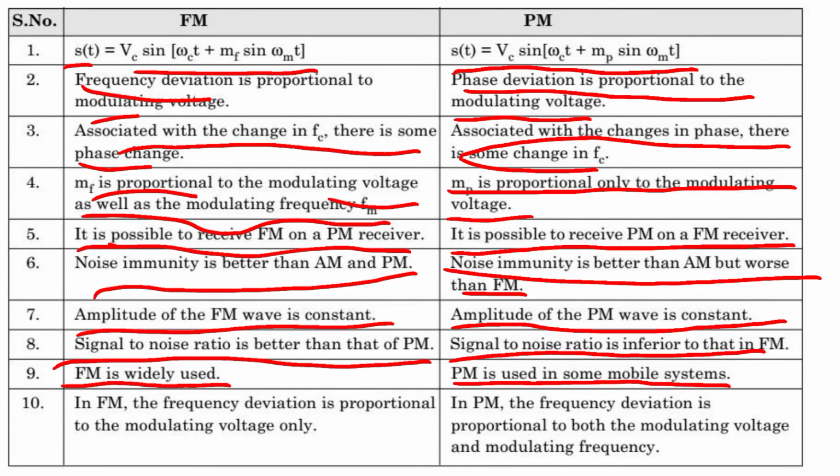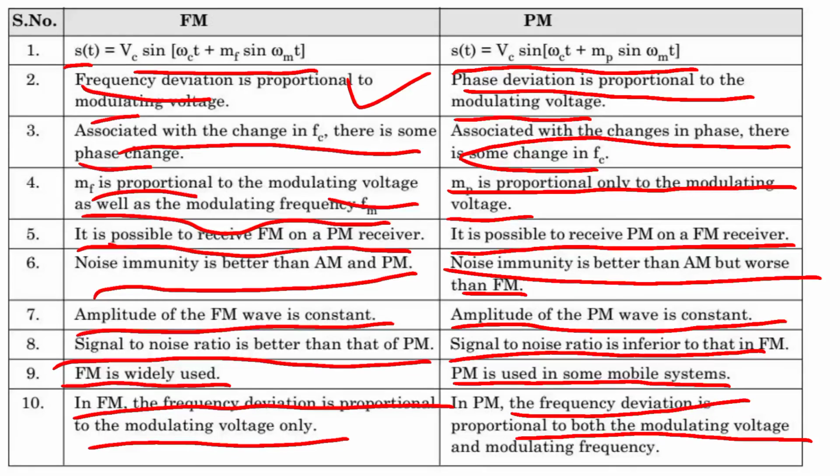Now coming to the last point, in FM the frequency deviation is proportional to the modulating voltage only. I already discussed in the second point also, in frequency modulation, delta f is always proportional to the modulating signal voltage, that is the amplitude of the message signal, whereas in PM the frequency deviation is proportional to both modulating voltage and modulating frequency. In PM, we mainly talk about phase deviation, not frequency deviation, but here also we have some frequency deviation. That frequency deviation depends on both modulating voltage and modulating frequency.